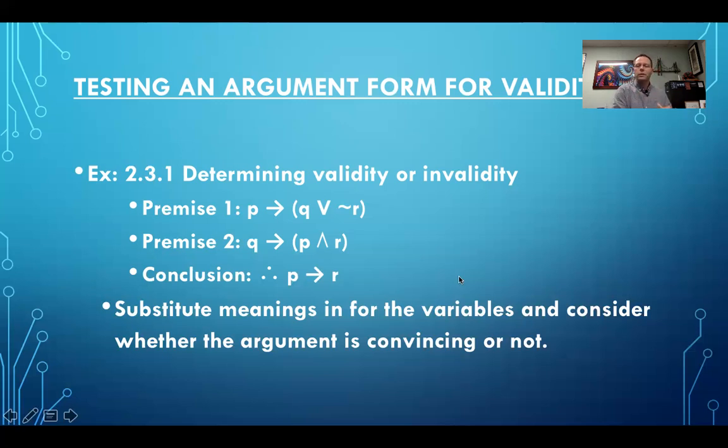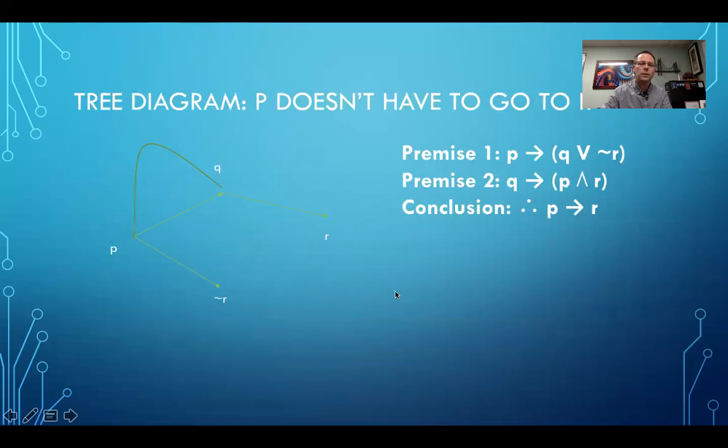So you can pause the video if you want to and think about that. Does P have to end up at R? Now, one of the things you could do is you could substitute meanings in for the statements P and Q and R, and then kind of think through, does this work or not? Another thing that I like to do is I like to draw a little diagram and say, does this conclusion have to be true? Does P have to end up going to R based on these two premises? And watch this. So I made this little diagram.